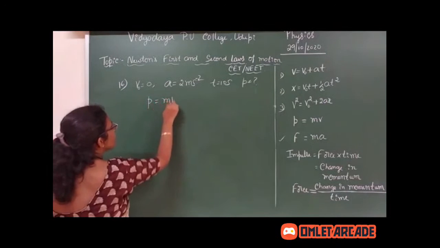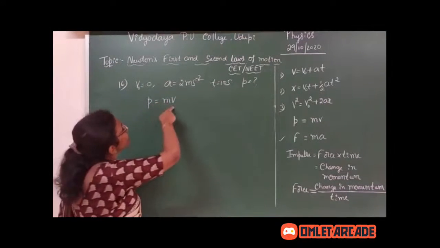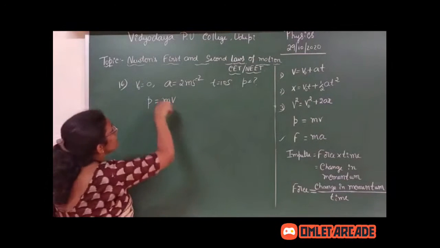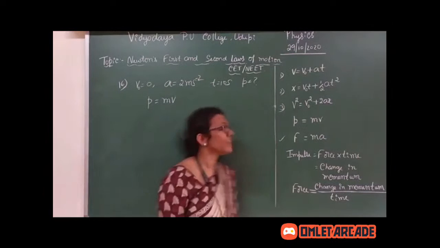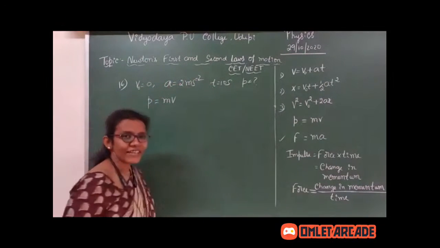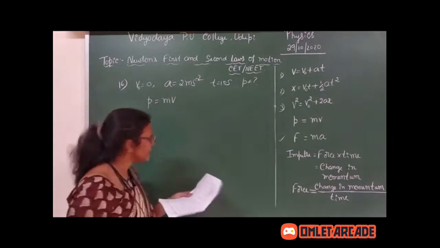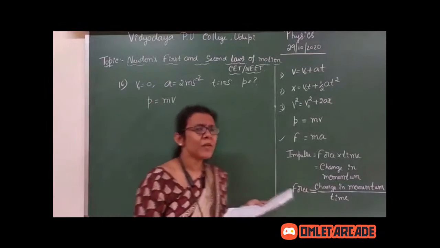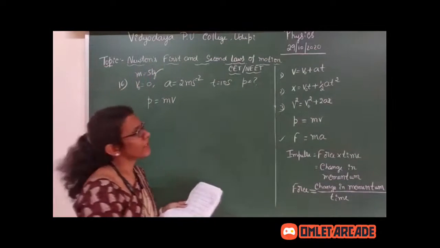We need to calculate the momentum, so P equals M into V. But V is not given; instead V naught and A are given. Look at the equations of kinematics, we can calculate V. The first one: V equals V naught plus A into T. We get V, the final velocity. Then substitute in P equals M into V. The mass in question number 16 is 5 kg. Substitute and you get the answer.